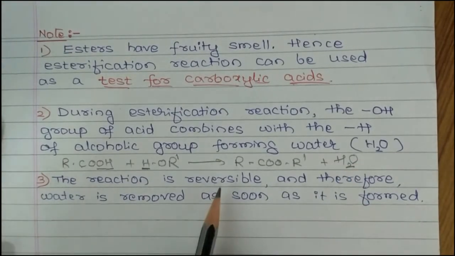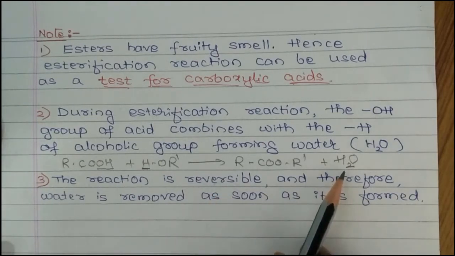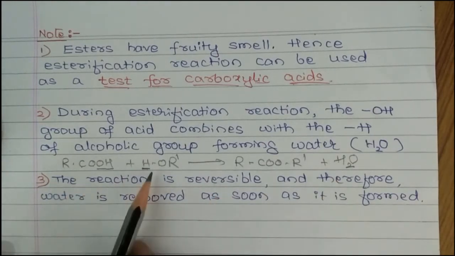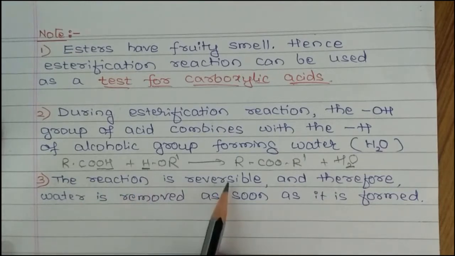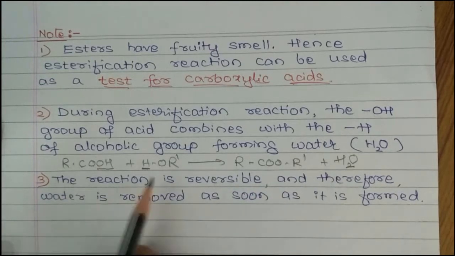And this reaction is reversible. If water molecule is not eliminated, you are going to get carboxylic acid and alcohol back, so this reaction is reversible. Therefore water is removed as soon as it is formed. As soon as water is formed, you have to eliminate it, otherwise you will not get that ester. Backward reaction takes place.